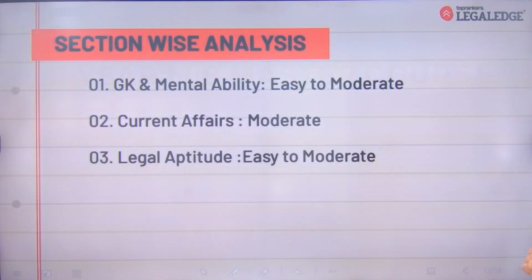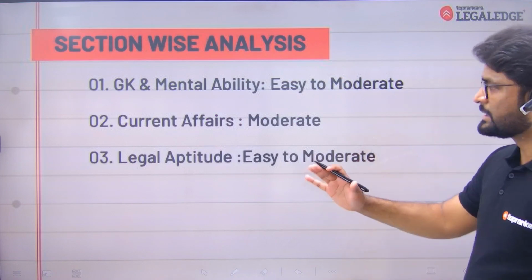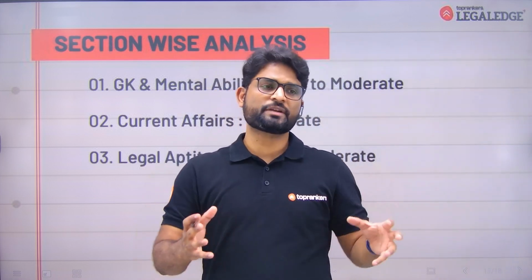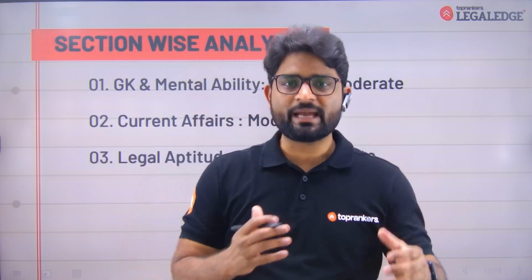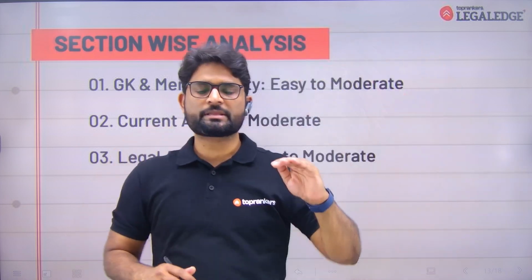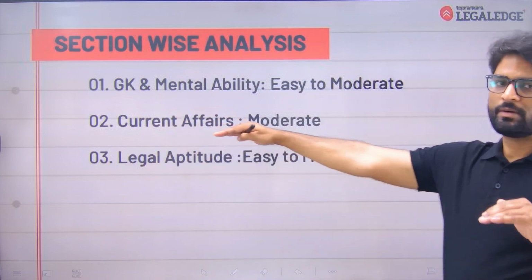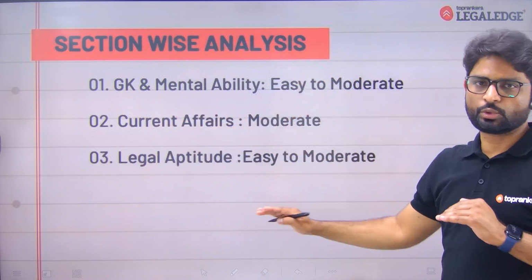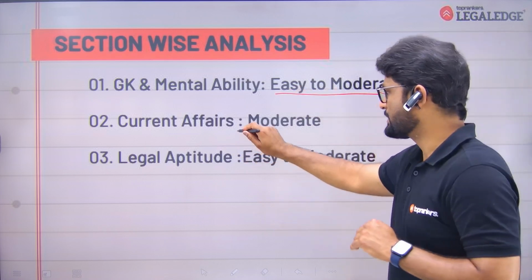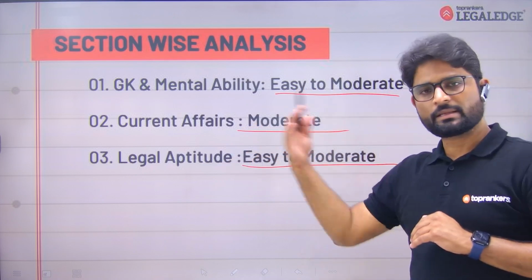Let's move forward. Section 2, similarly, because the paper was conducted in two shifts, that doesn't mean that they will play around with different sections. So based on shift number 1, the same level of difficulty was observed in shift 2 as well. GK and mental ability were easy to moderate, current affairs was moderate, and legal aptitude was again easy to moderate, similar to shift 1.